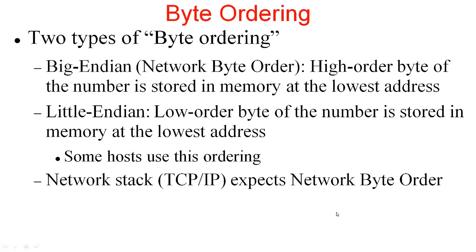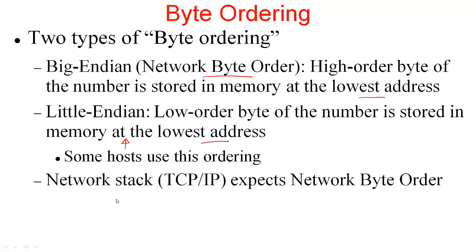Before we proceed further, it is important to understand this. There are two types of byte ordering. Big endian is also called network byte ordering. In this, the higher order bytes of a number are stored in memory at the lowest address. Little endian is the opposite, where the lower order byte of the number is stored in memory at the lowest address. Some hosts use this ordering.